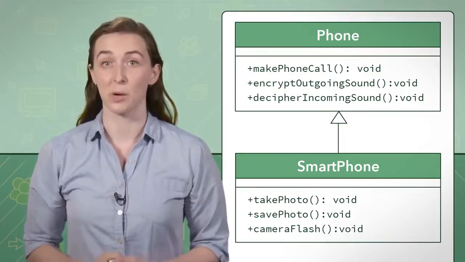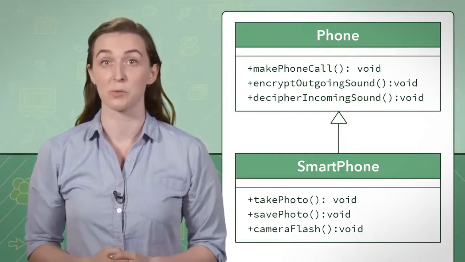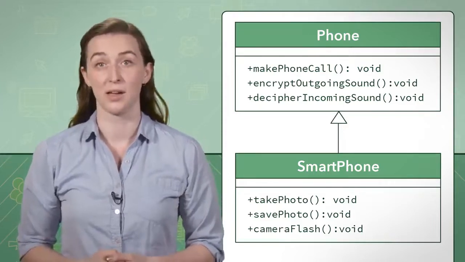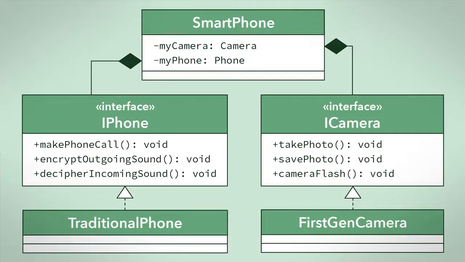We should be using decomposition to extract out the camera's responsibilities and put them in their own class. The smartphone now indirectly provides the responsibilities of the camera and the phone through separate part classes. The smartphone does not need to know how these classes work.